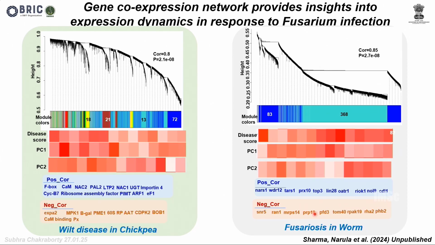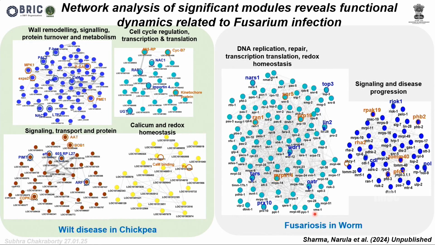That is where the similarity is: the kind of biological processes getting impacted by this particular pathogen remains the same, but the players in those pathways are different. In this case we found positive correlation with many of these molecules, as well as negative correlation in both cases. Now what are this cyan and the blue? The blue shows the proteins or genes related to wall remodeling, signaling, protein turnover and metabolism, and the same thing we see in the worm data, which is also signaling and disease progression.